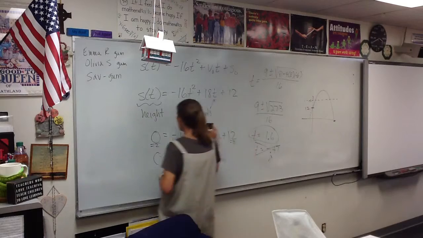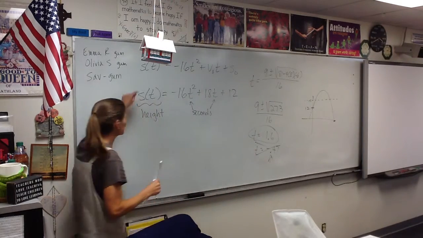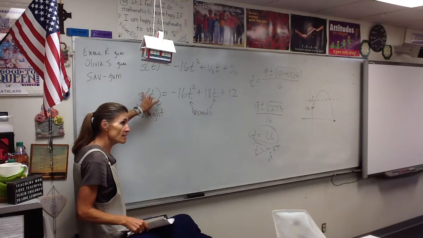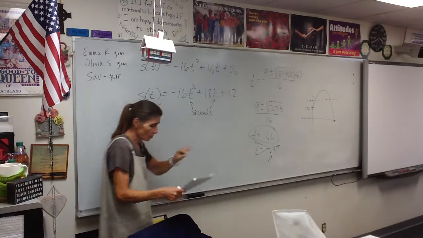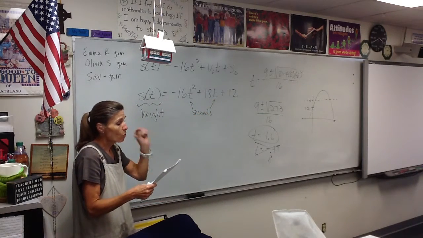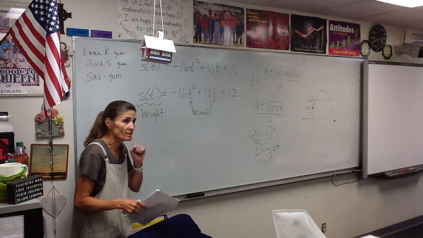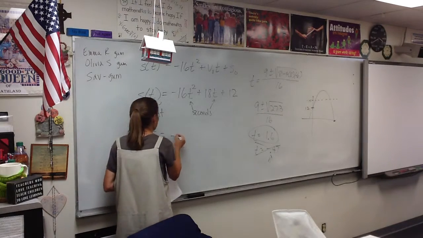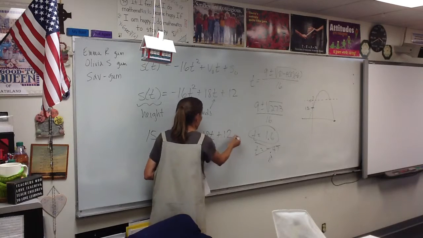When will it be 15 feet above the ground? Kids, this is your equation. You're either going to put something in for height or you're going to put something in for seconds. Look at the problem. This is B. When will it be 15 feet above the ground? What do I do with the 15? Where does the 15 go? Height. So 15 equals negative 16t squared plus 18t plus 12.